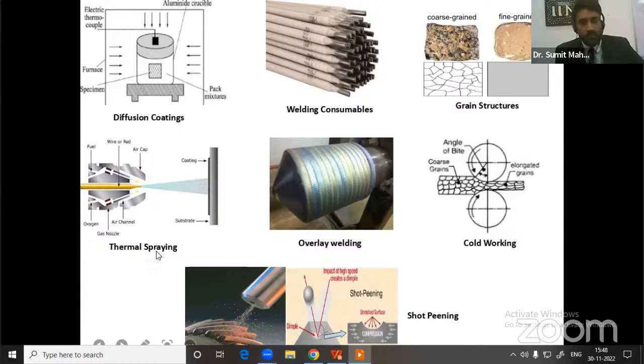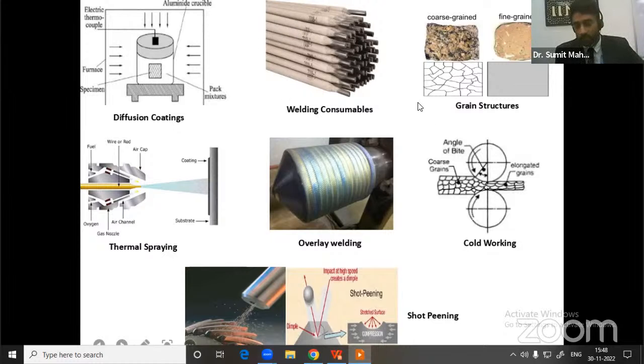The third one is thermal spraying. We also provide thermal coatings to the material to help improve its hot corrosion resistance. There is also overlay welding. We provide a welding layer to already made components so that hot corrosion resistance can be improved. There are also methods of shot peening, cold working, and grain structure control. So we choose among these methods to protect the materials from hot corrosion.